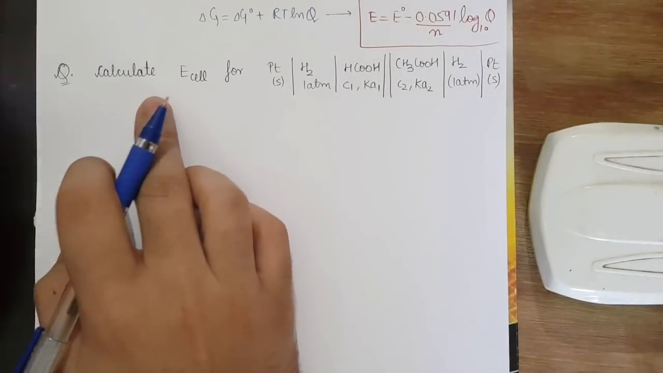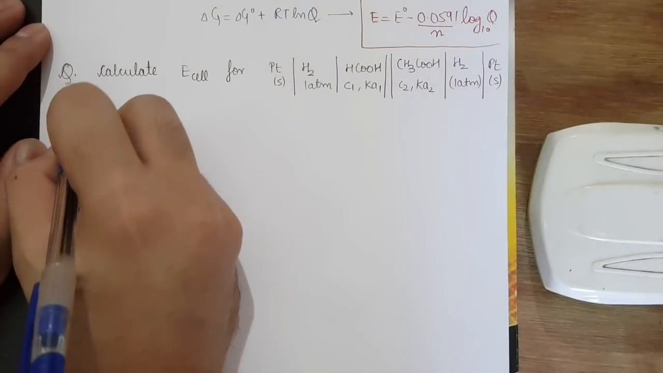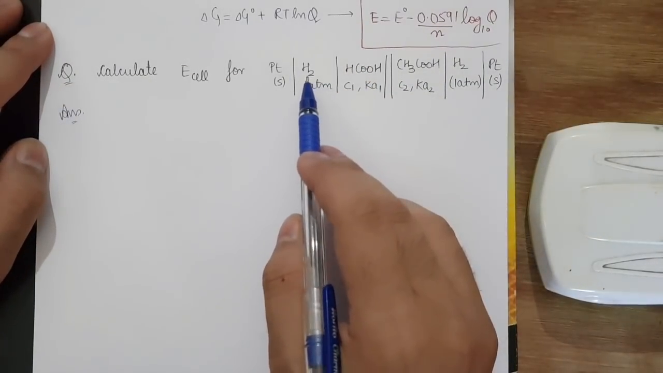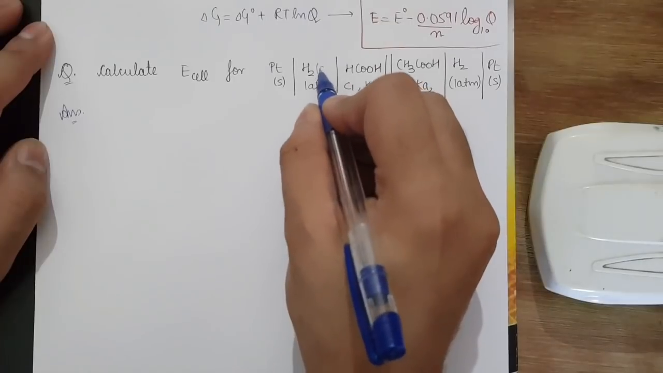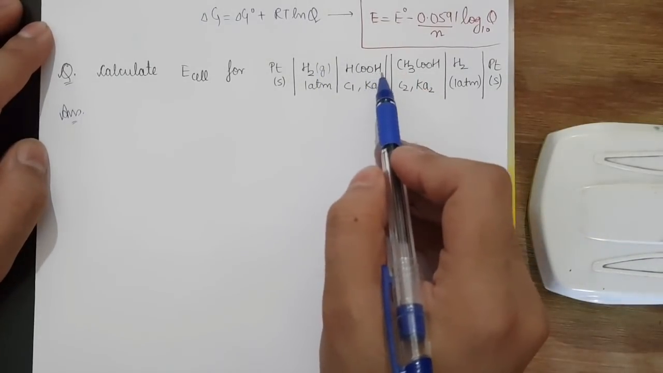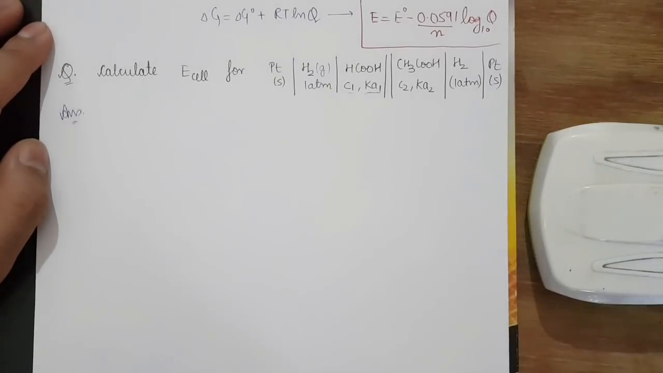The question here is that you need to calculate the E cell for platinum solid, which is basically just a material which is present for the hydrogen electrode. H2 is in gaseous form, so that is why we have been given 1 atmosphere. We have HCOOH, which is formic acid, with some concentration C1 and Ka1 mentioned.